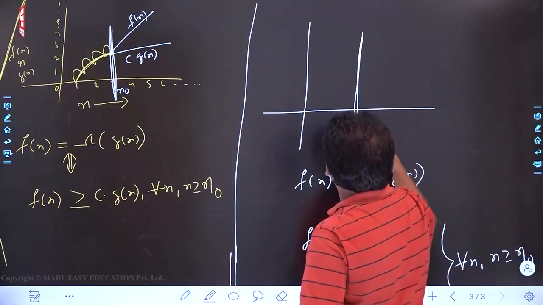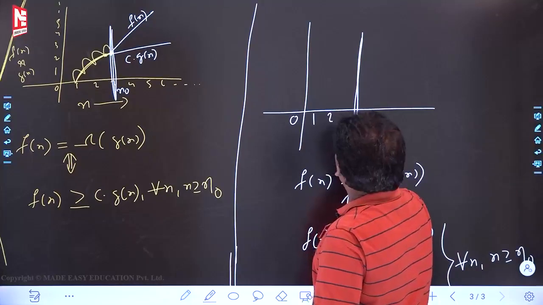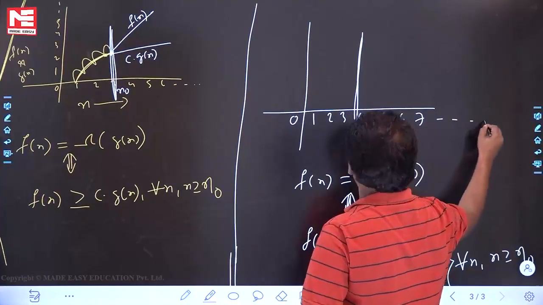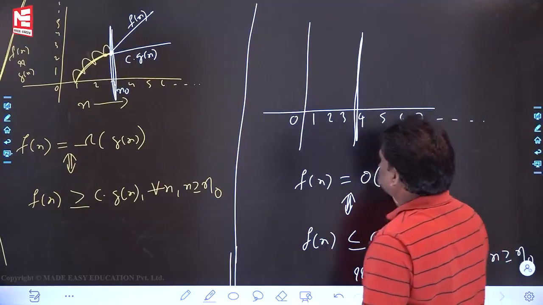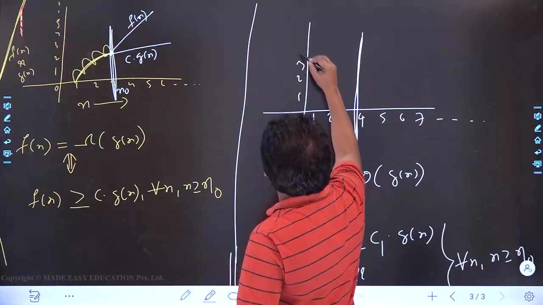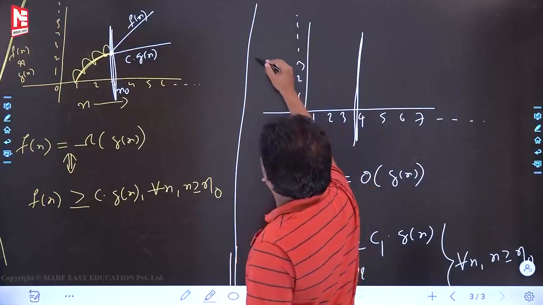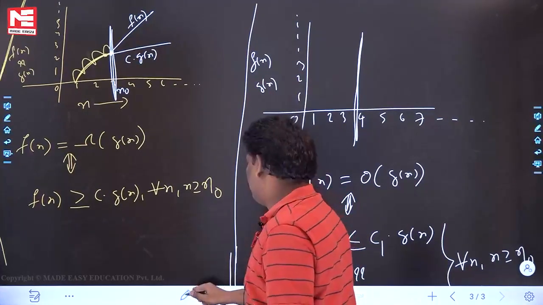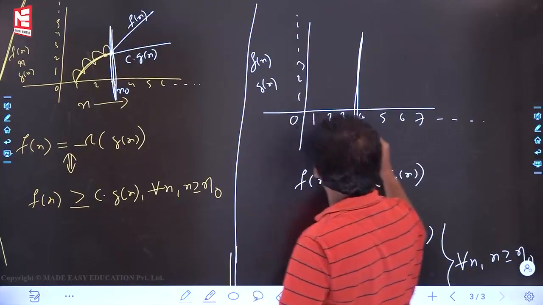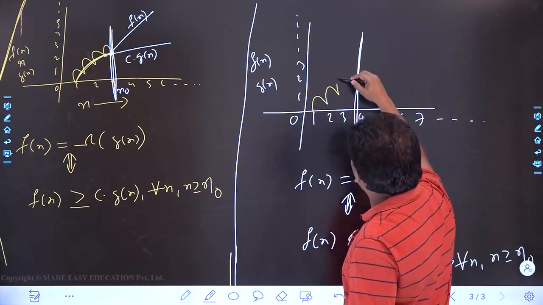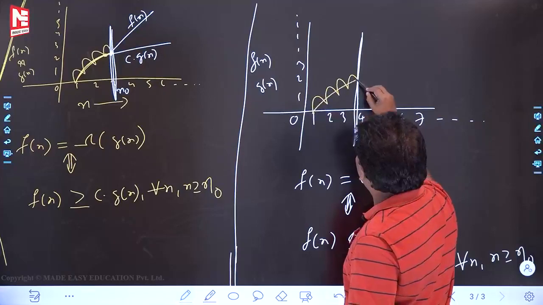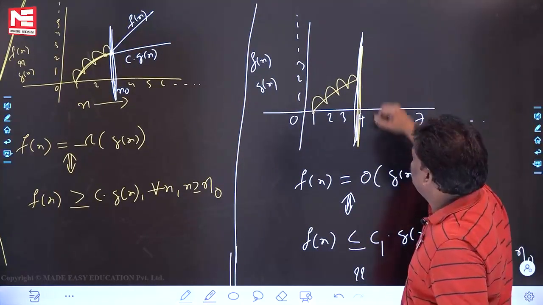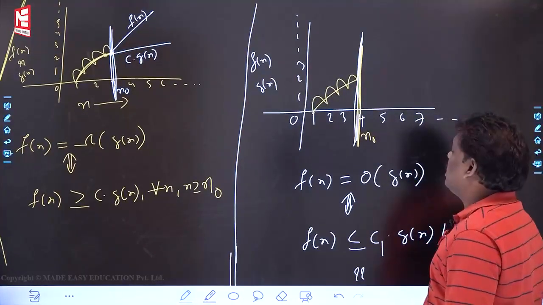0, 1, 2, 3, 4, some number, 5, 6, 7 and so on, that is okay, right? So here also 1, 2, 3 and so on, that is also okay. Here f of n, g of n as usual, right? Now see this one. From some point onwards I cannot say anything. Anything can happen. From now onwards, careful. This is the n0. From here onwards, I want to say something.